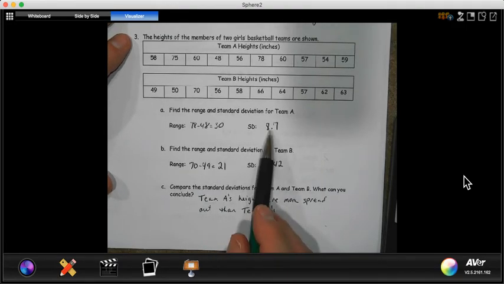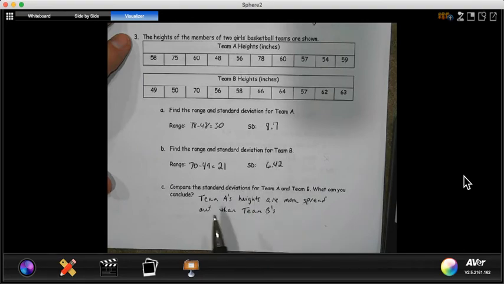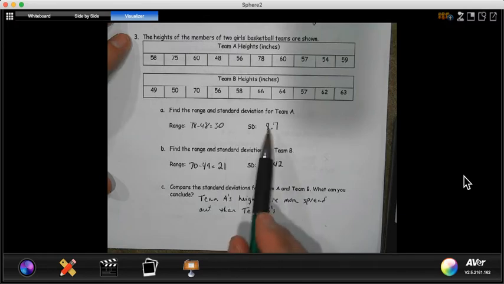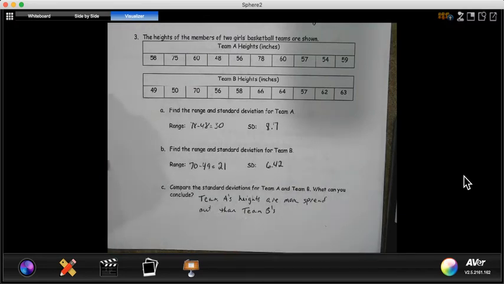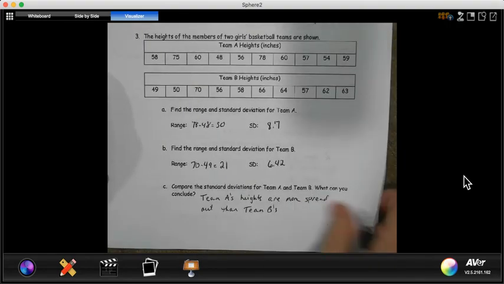So the 8.7 doesn't really have a unit. It just means it's bigger than the 6.42. So since it's bigger, the data is more spread out. All right.